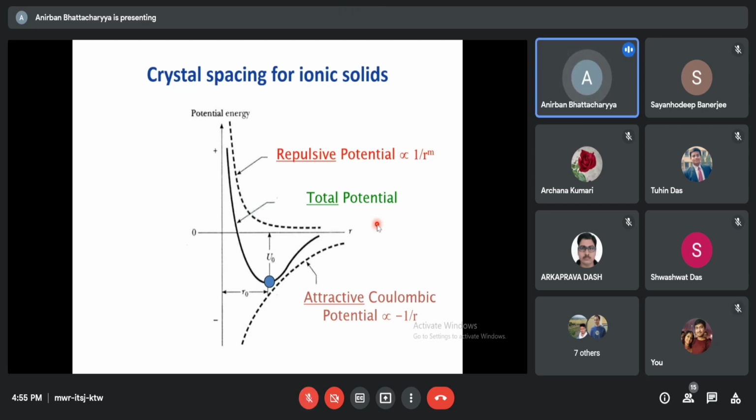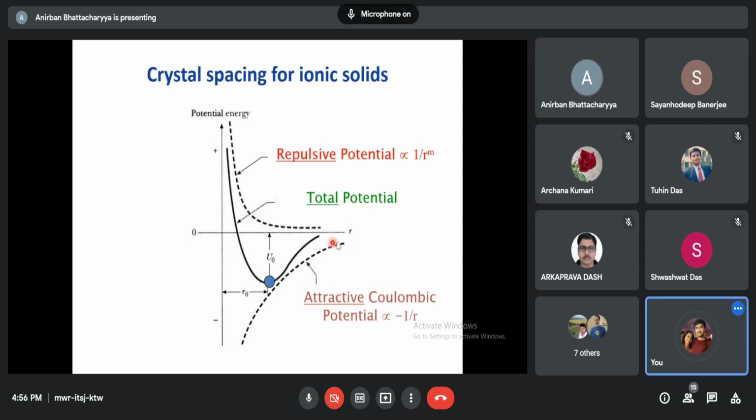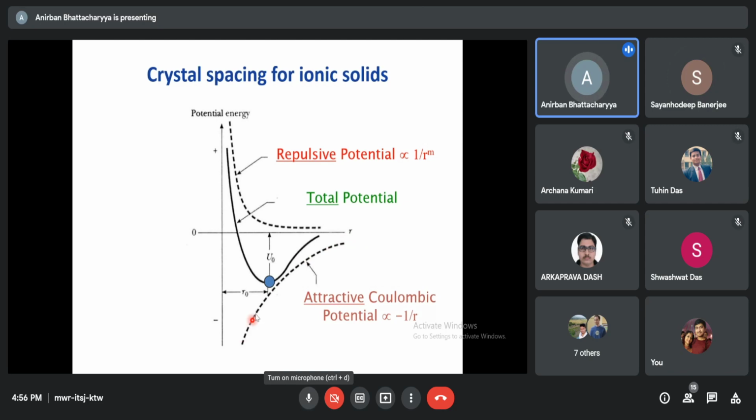Now, 1 by R, how does it look in a graph? It is a rectangular hyperbola. Absolutely, it's a rectangular hyperbola. And since it is attractive, it is negative. Attractive forces are negative, right? So this is 1 by R, minus 1 by R. Can you see this dashed line? That is minus 1 by R.